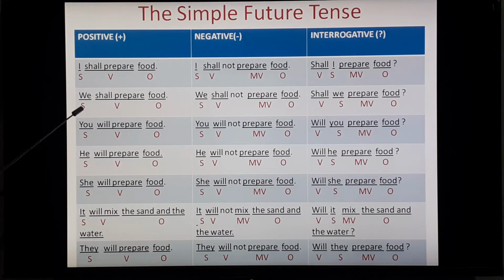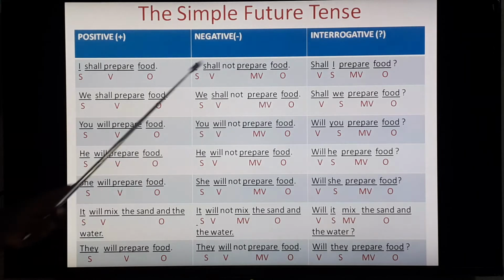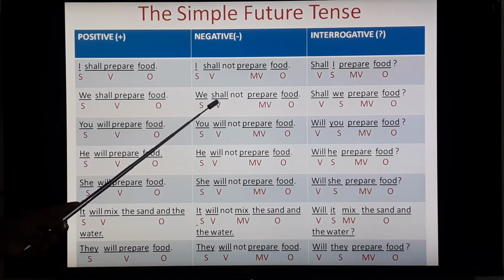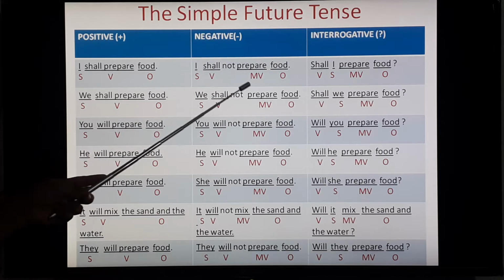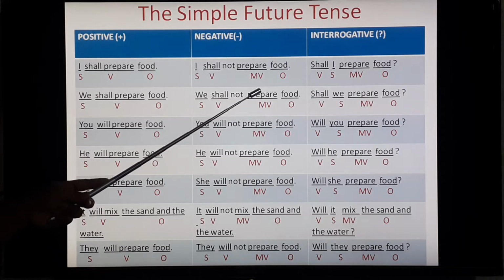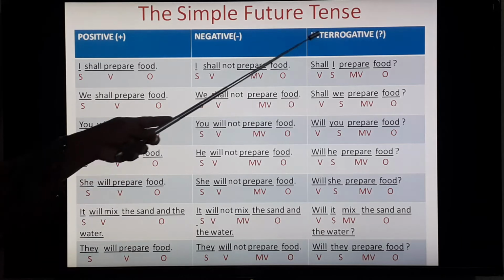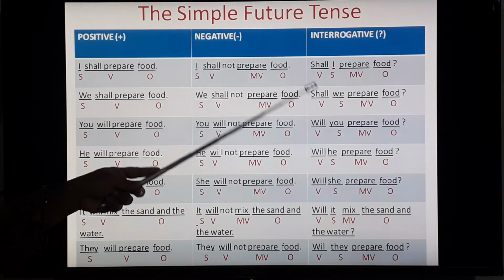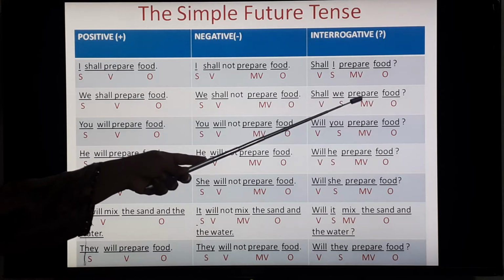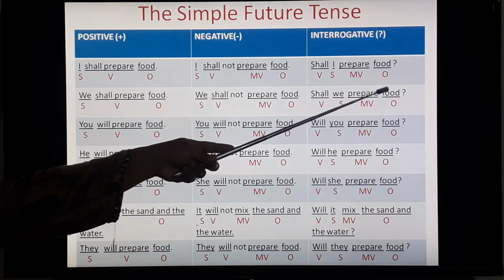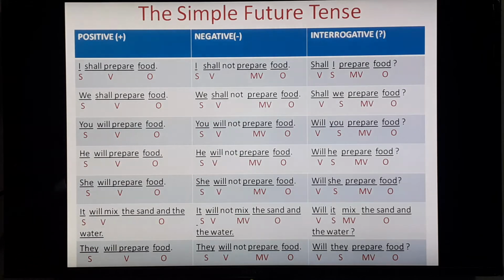First person plural, we shall prepare food. We subject, shall prepare verb, food object. Negative sentence: we shall not prepare food. Here also with we you can use will also. We subject, shall verb, not is given because negative formation. Prepare V1 form or base form or present form. Food object. Interrogative: shall we prepare food? Shall verb, we subject, prepare main verb or V1 form, food object, then put question mark.